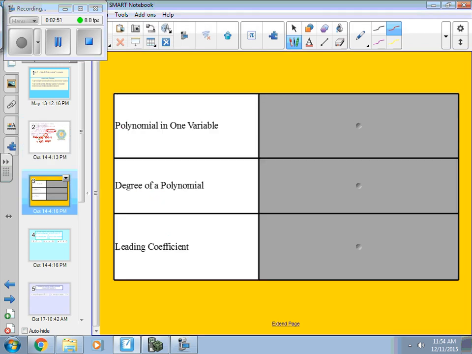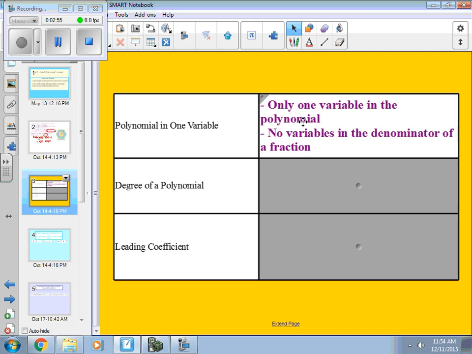All right, some other terms we're going to be looking at today. Polynomial in one variable. We say a polynomial is in one variable when there is only one variable in the polynomial, so you can't have multiple variables. You've got to have one variable throughout the problem. Also, polynomial in one variable means the variables are all going to be in the numerator. There should not be any variables in the denominator of a fraction.